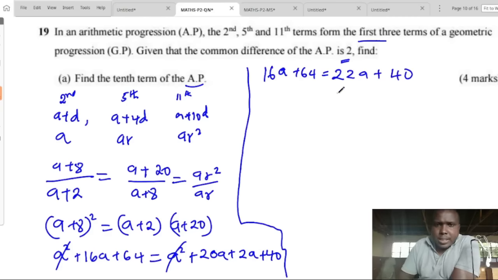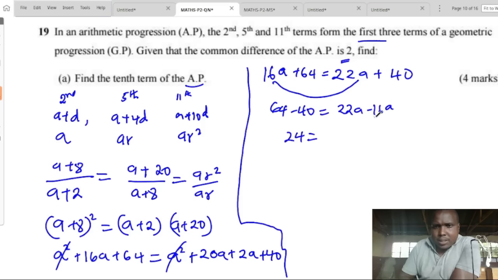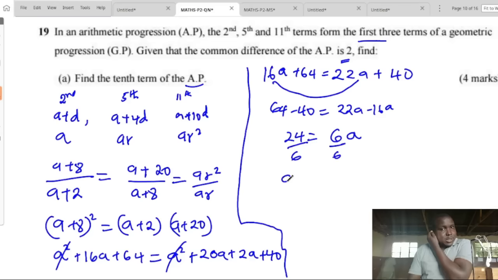So like terms together, we can bring this one here and this one there. So we will have 64 minus 40 is equal to 22A minus 16A. So this gives 24 is equal to 6A. So divide by 6, divide by 6. So A is equal to 4. So our A is equal to 4.